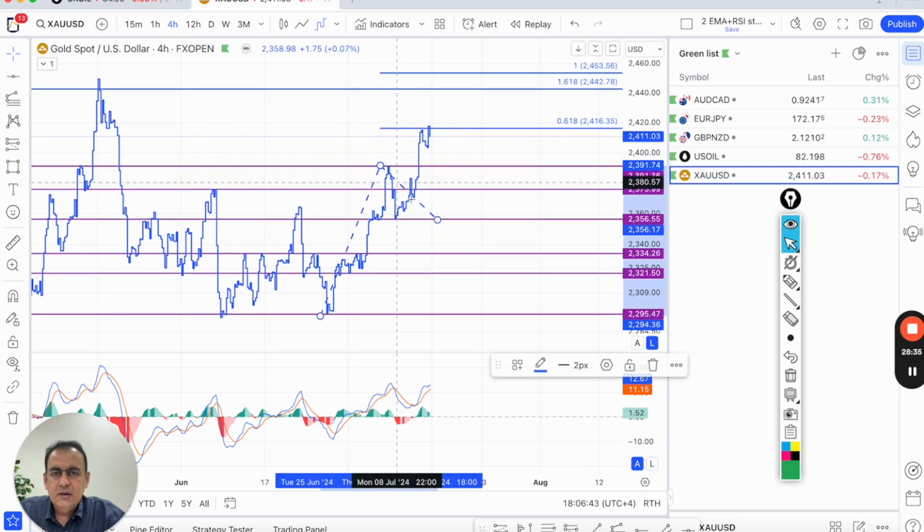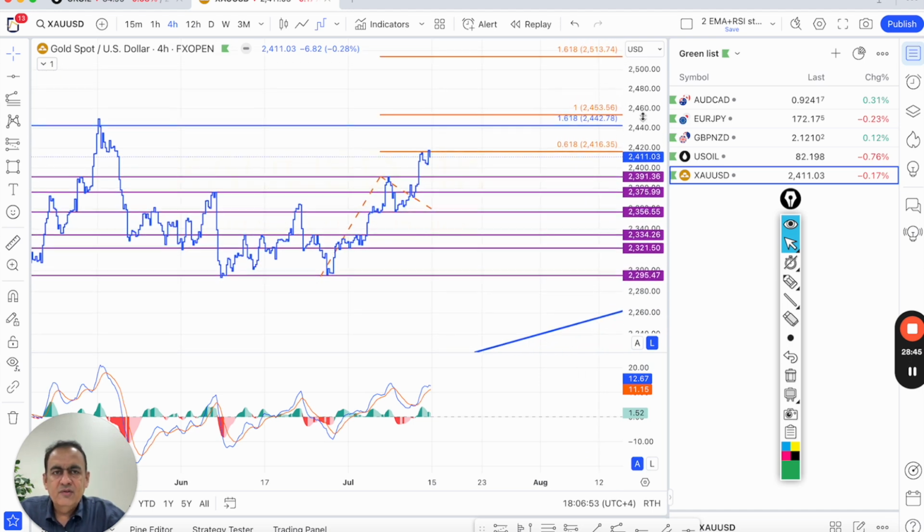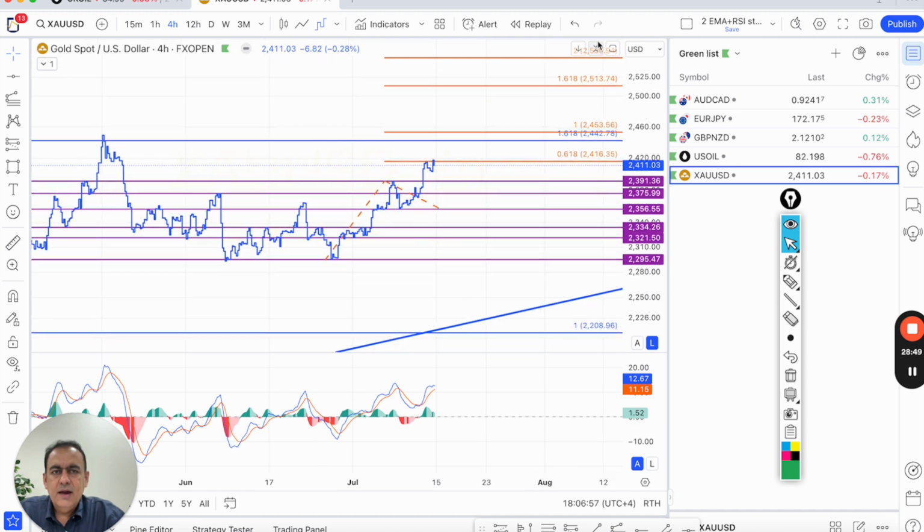I need to change the color here. Maybe I can use golden color here. Okay, so 2416 followed by 2453. After 2453, it will have 2513 as resistance and 2550. Ultimate target is going to be 2576 or 2580.